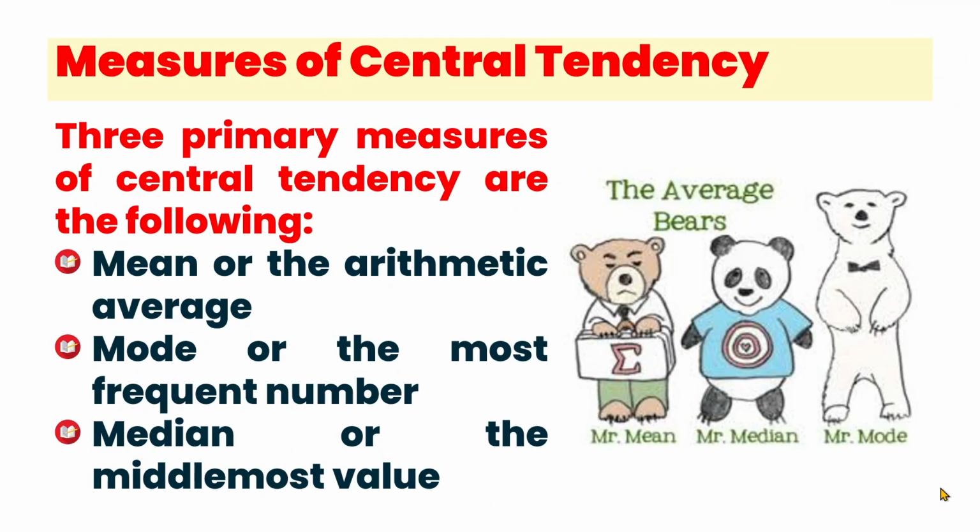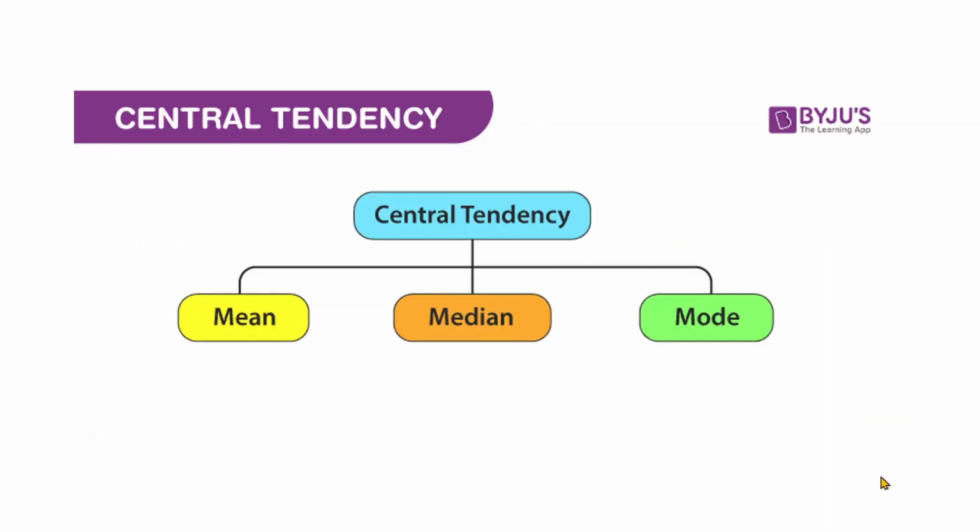There are three primary measures of central tendency, and they are the mean, the mode, and the median. The mean is the arithmetic average. The mode is the most frequent number, and the median is the middlemost value. This is a diagram showing you the three examples of central tendency.